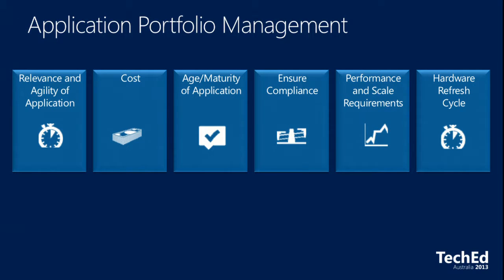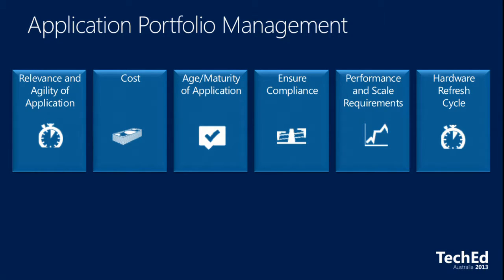And then how you make a decision about when you look across your portfolio of applications tends to kind of fall into some of these considerations. There's this idea of relevance and agility of application. Right? So if I'm looking at my whole suite of on-premise applications, how relevant is this thing going to be to the organisation moving forward?